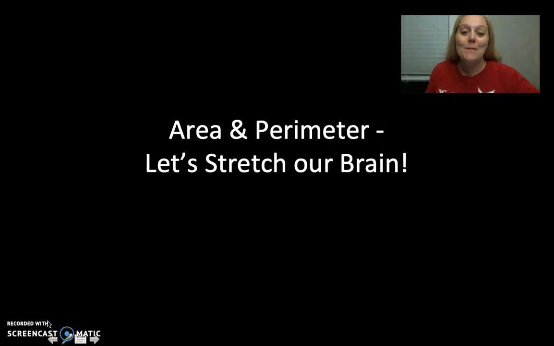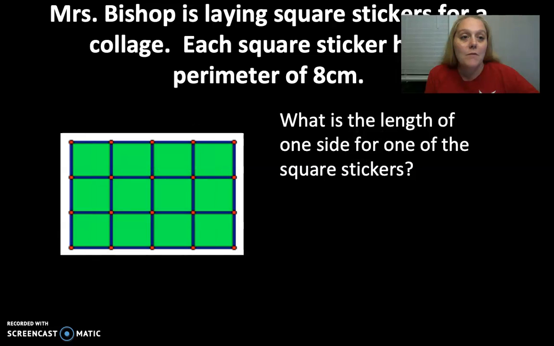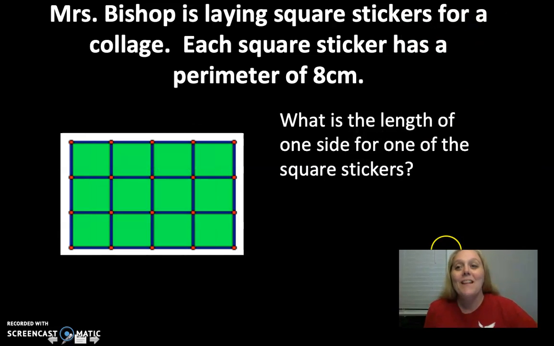Hey, fifth grade, it's Miss Bishop again, and we're going to talk about area and perimeter. We're going to go a little deeper and try to stretch our brain with a problem we're going to look at on this next slide. So let's click next, and I'm going to move me down a little bit. There we go. Okay, so let's write this problem together and think about what we need to do to figure out the next few steps with this.